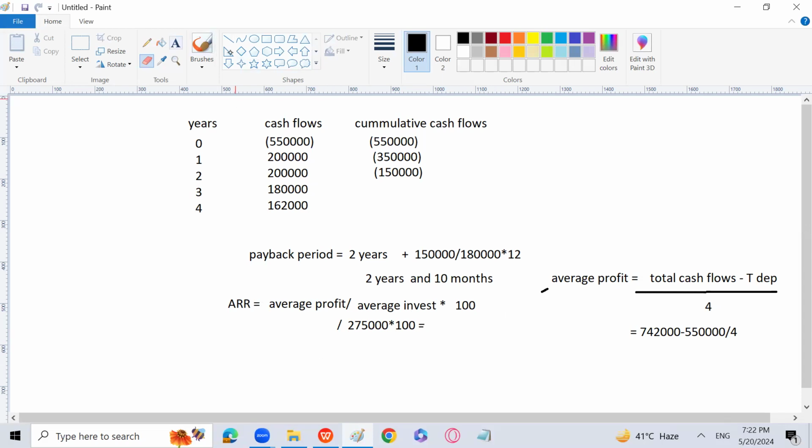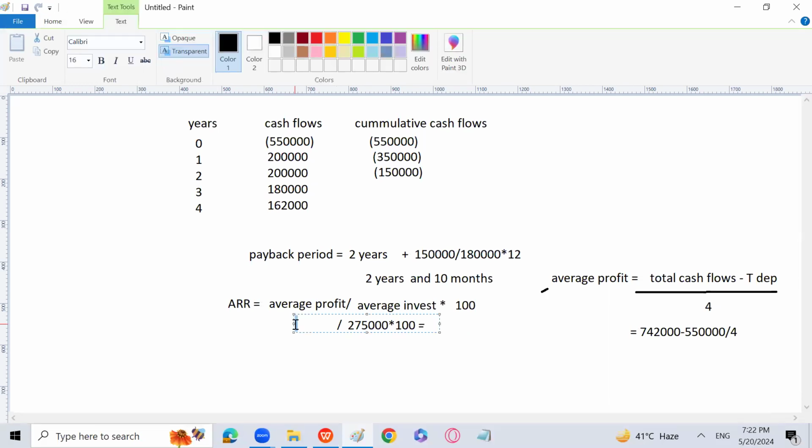So this calculation, Ali, I told you that you have to do the calculation for me because I don't have the calculator with me. So 48,000 divided by 2,75,000 into 100. What is going to be the answer now?